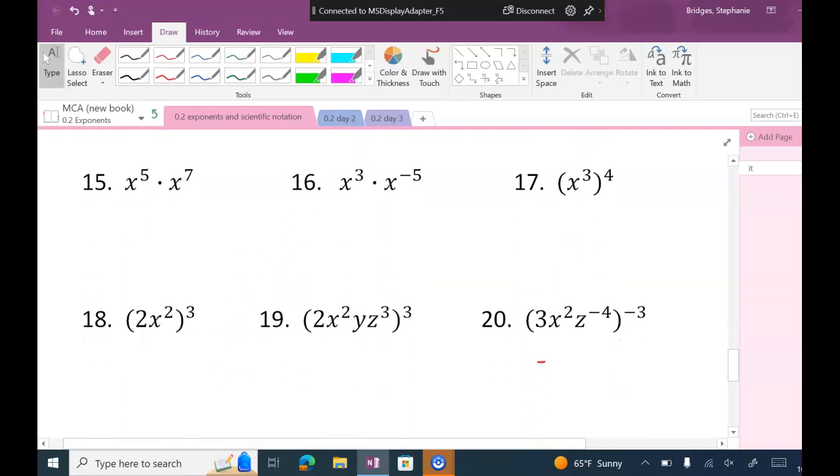All right, let's throw some variables in here now. Take a minute and write down the first couple. We'll work through them in just a second.